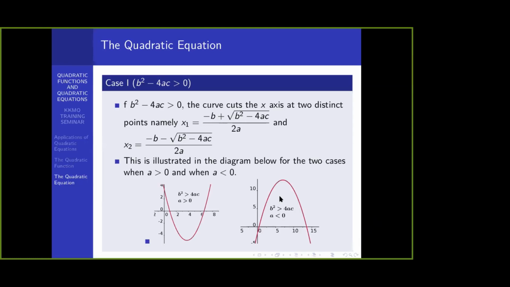So we can see this in the diagrams as follows. If a is greater than 0, remember we said as you go towards positive infinity, the curve goes towards infinity. As you go towards negative infinity, the same thing happens. The curve still goes towards positive infinity. So if a is greater than 0 and it cuts the x-axis at 2 points, the curve will be facing upwards like this. On the other hand, if a is less than 0, the curve will be facing downwards. So this is a case where it has two distinct roots and therefore must cut the x-axis at two distinct points.